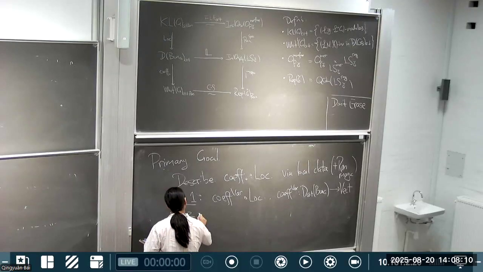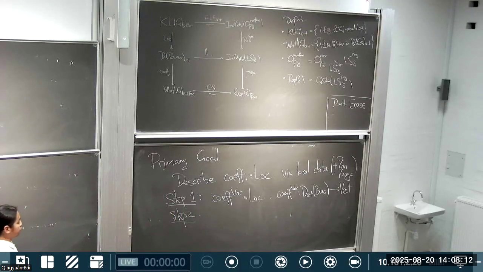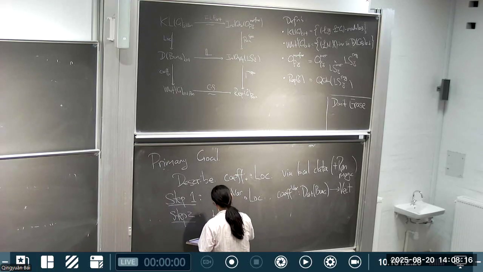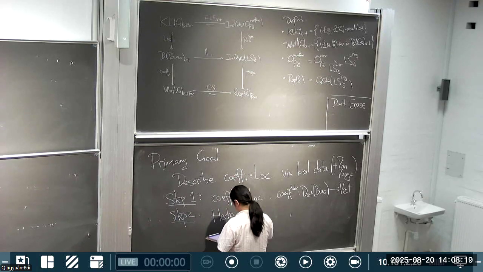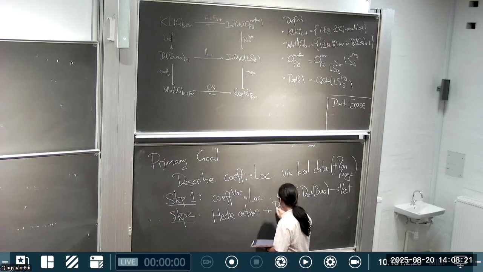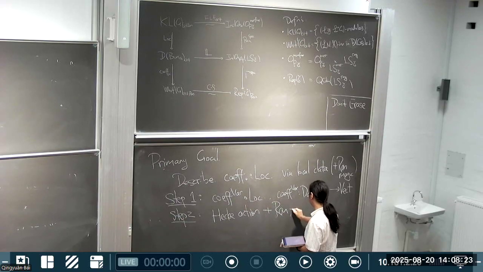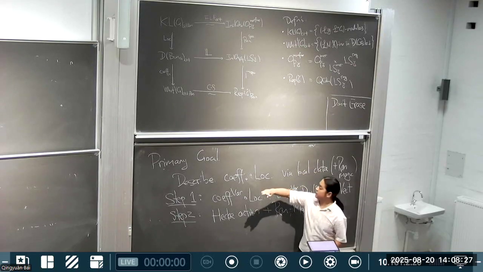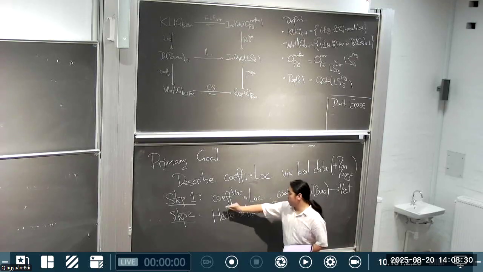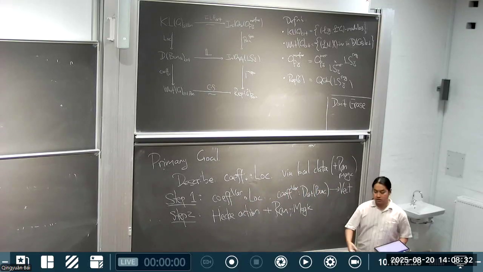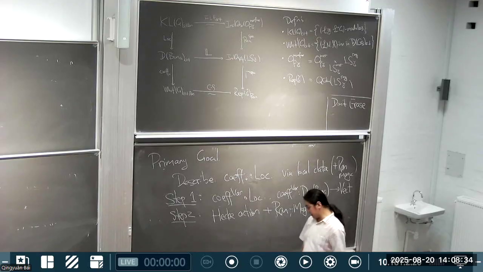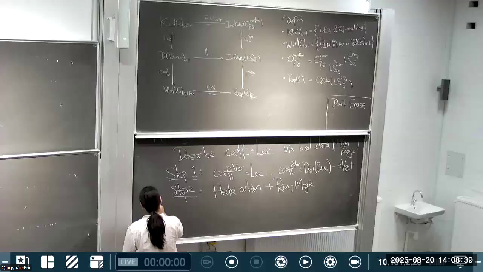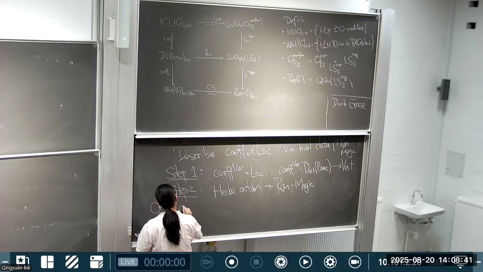And step two is in some sense purely formal. We will take actions and some other Rann magic to deduce this description from the spectral description. So this is what we will do for step two. That's our primary goal, and let me also tell you there are some other goals.